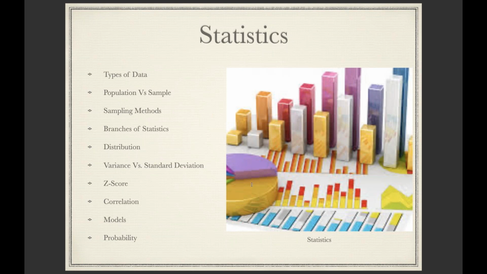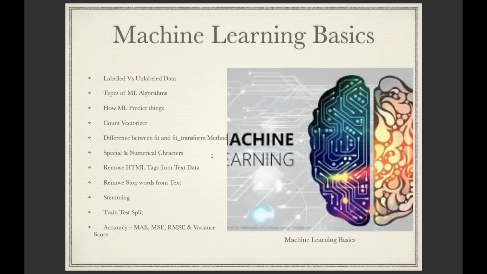Even mathematics, I have not included mathematics here, but we are going to cover mathematics also. And machine learning basics, we are going to start with very basic stuff like what is labeled data, what is unlabeled data, and different types of machine learning algorithms, and how we can predict things using ML. I'm going to explain the core logic behind machine learning with a very simple example, and count vectorizer.